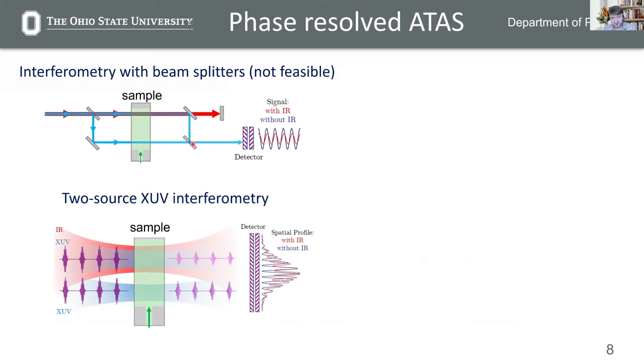But this would not work because there are no good beam splitters for X-ray radiation, and the scheme on top couldn't be practically realized. A good way around this problem would be to use two-focus interferometry. So generate an XUV beam, a high harmonic beam, with two sources or two foci, so that on the sample we would have two beams which are separated, and we dress only one of them. While on the way to the detector, these beams would diverge and overlap, and we could see interference between them and extract phase information.